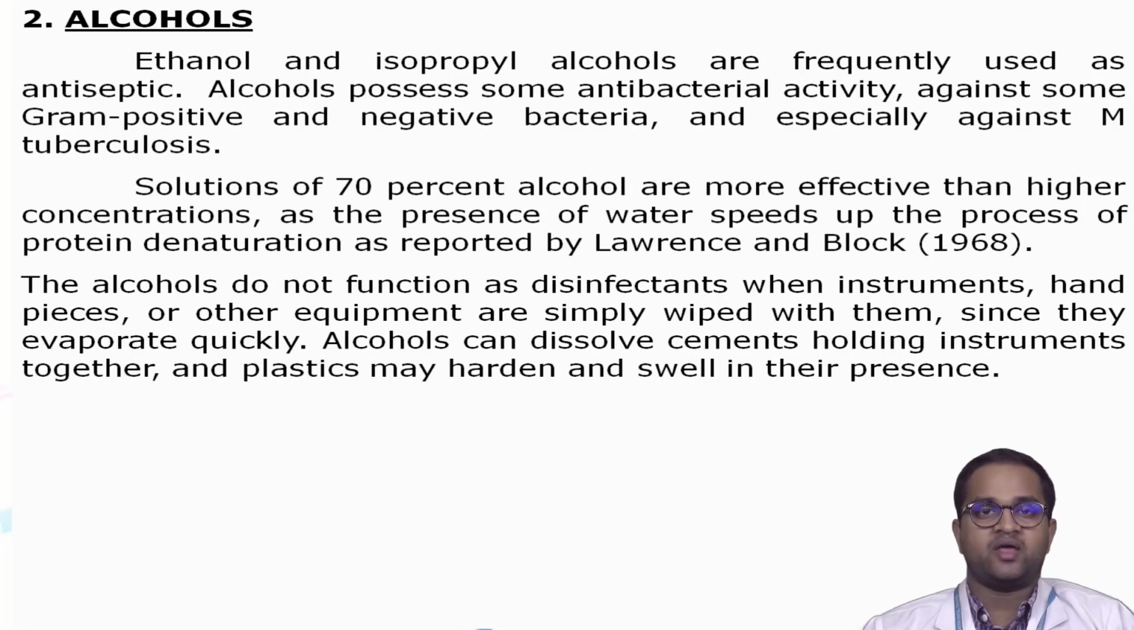Coming to alcohols, ethanol and isopropyl alcohol are frequently used as an antiseptic. Alcohol possesses some antibacterial activity against some gram-positive and negative bacteria, especially against Mycobacterium tuberculosis. Solutions of 70% alcohol are more effective than higher concentrations as the presence of water speeds up the process of protein denaturation, as reported by Lawrence and Block.